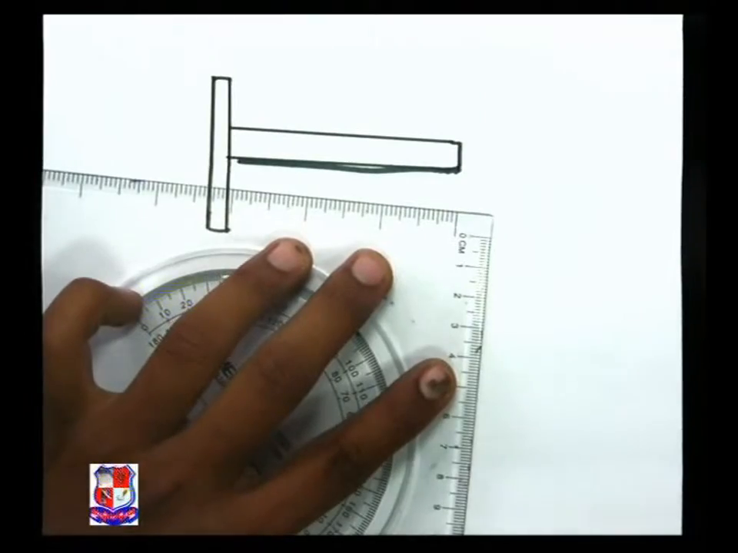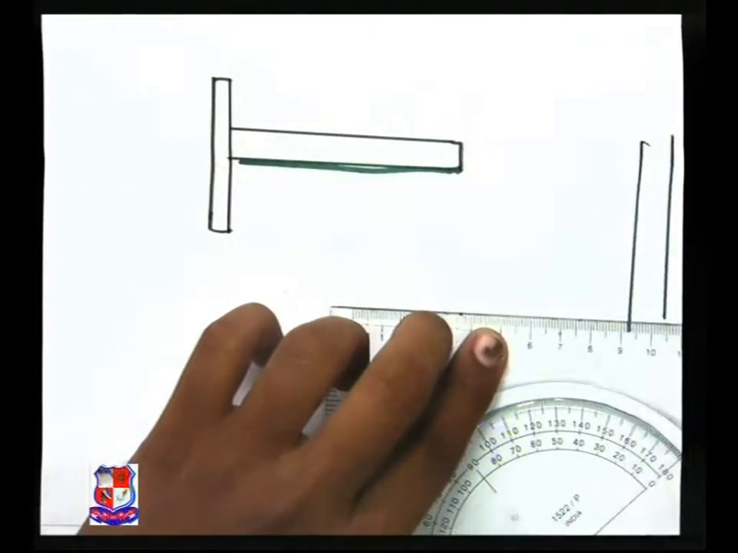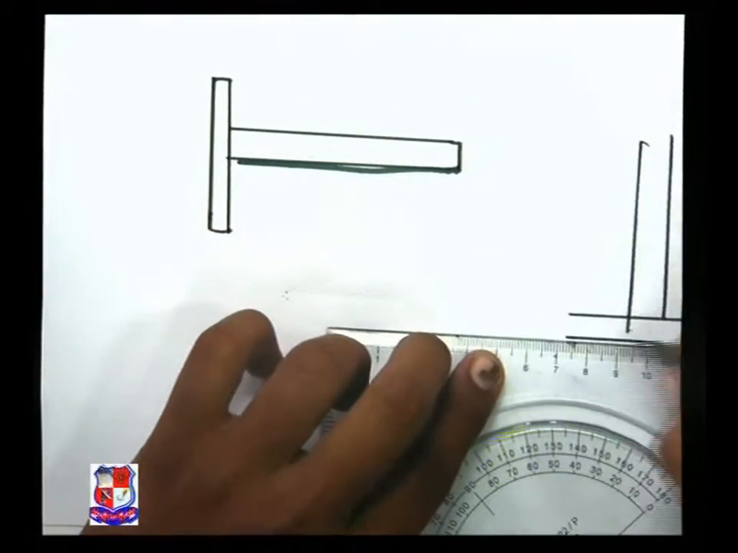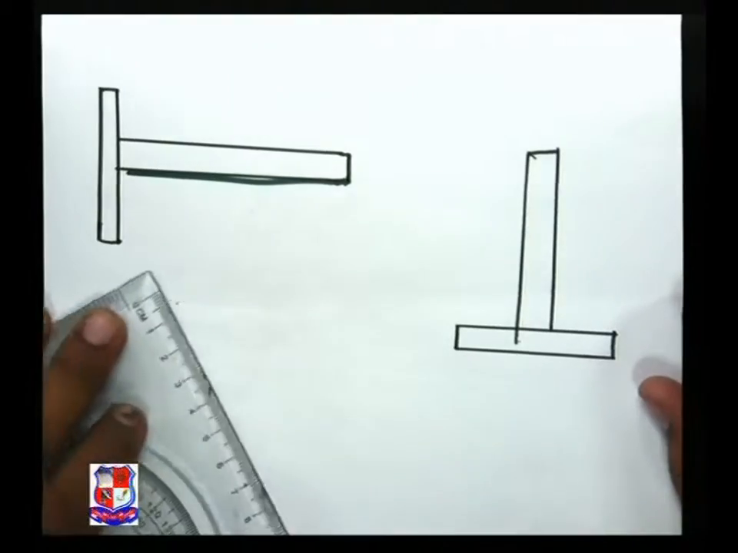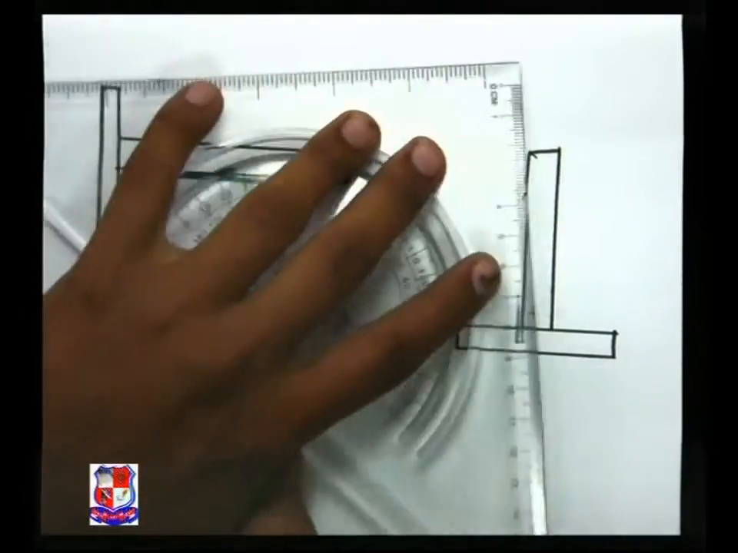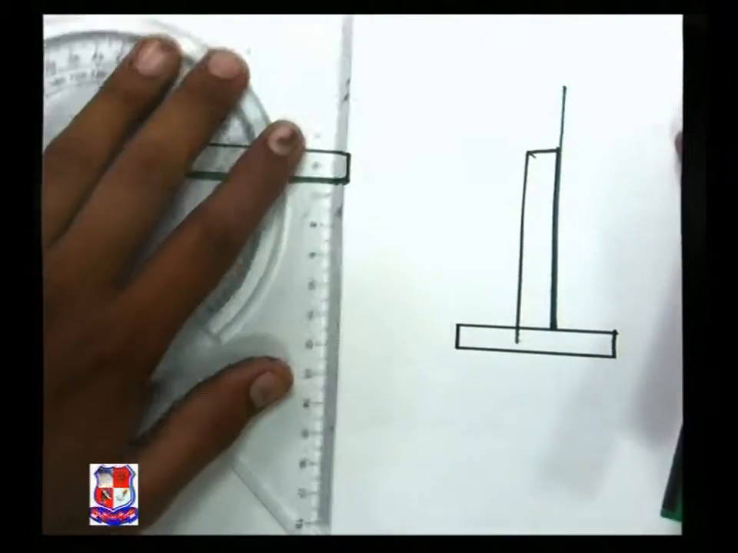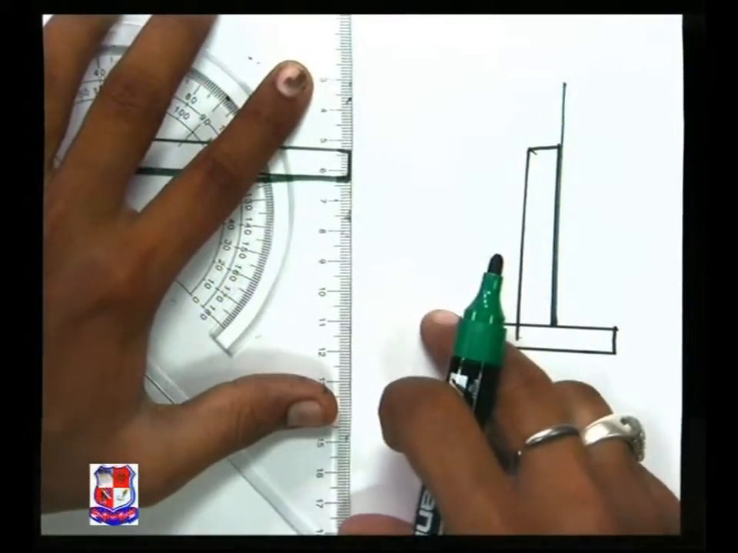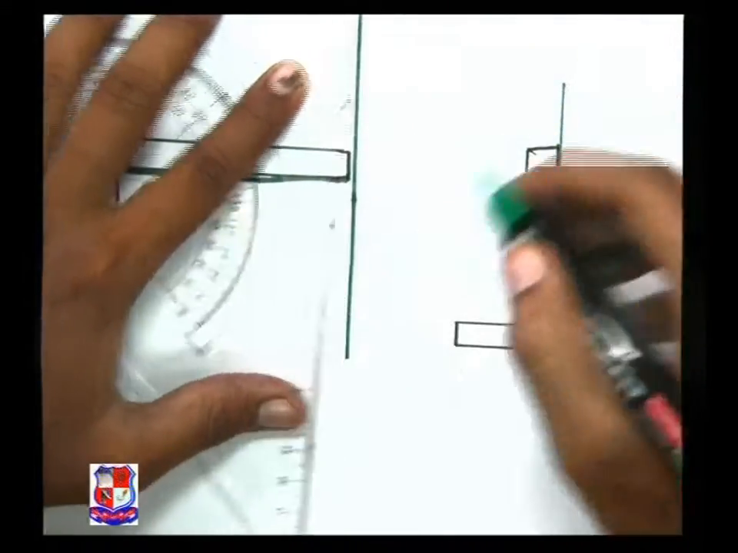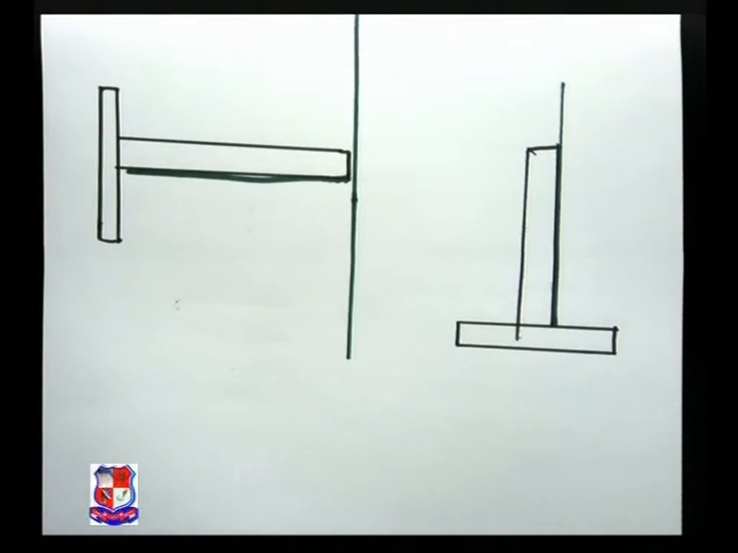If we hold the T-square like this, then we can readily draw vertical lines with it. Also, with the T-square, if we place the set square over here like this, then we can have a perpendicular line very easily. This T-square can be very useful when we are solving problems of orthographic projections.